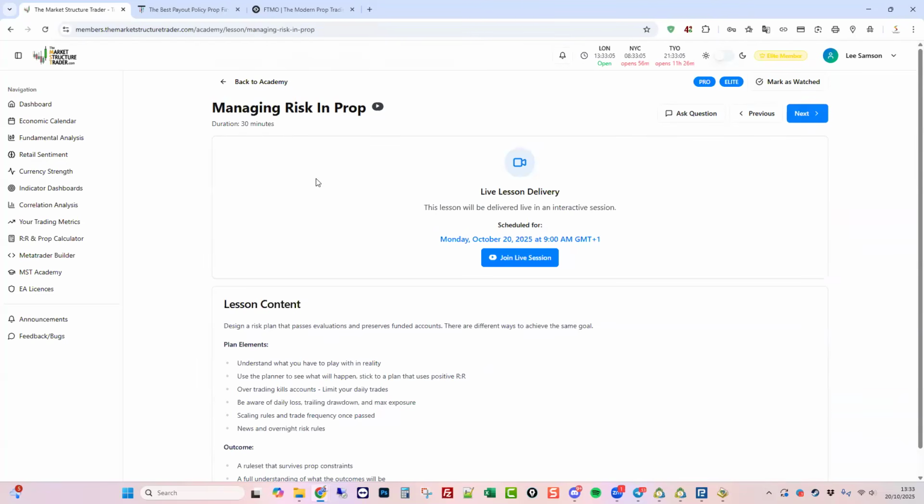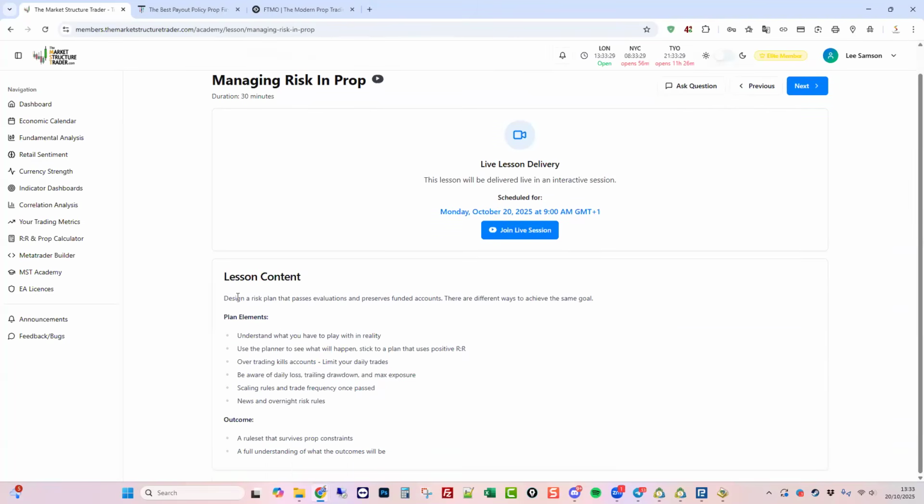The way that you manage risk in both is exactly the same. So this session is really about how to manage risk within the prop environment, because it's very different to when you're trading your own capital, and basically design a risk plan to make sure that you don't blow the accounts as much as you possibly can. So the idea of this lesson is to design a risk plan that passes evaluations and preserves those funded accounts when you get them. There are different ways to achieve the same goal, basically.